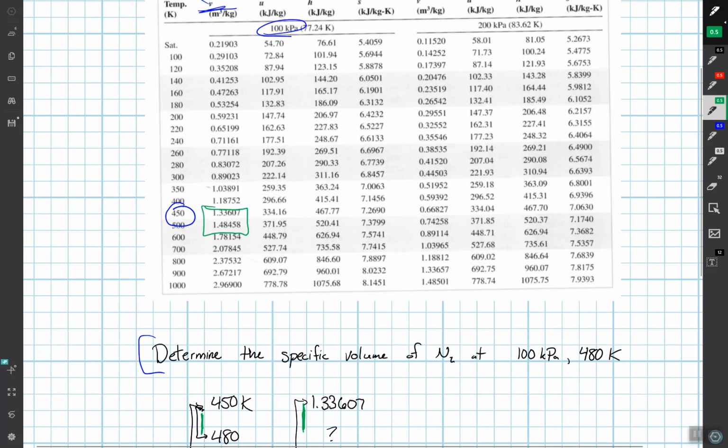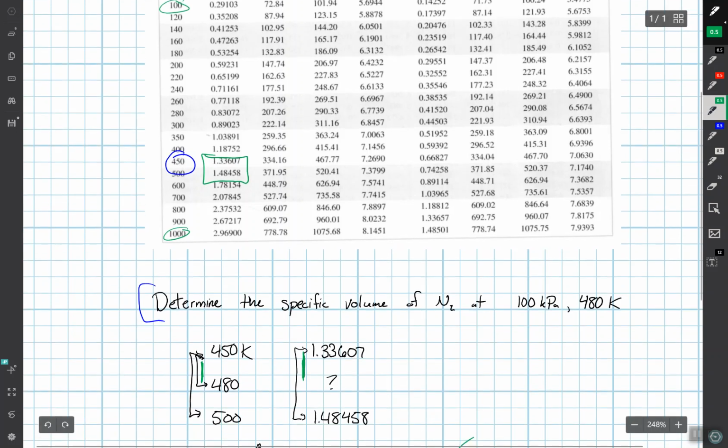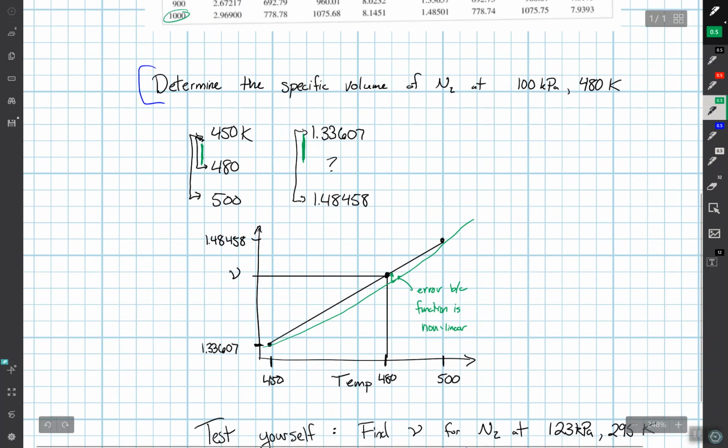So if you tried to linearly interpolate to 480 using the data from, say, 100 and 1000, you're going to get a different result than if you use 450 and 500. If we use data points that are closer together, there's going to be less error like this.